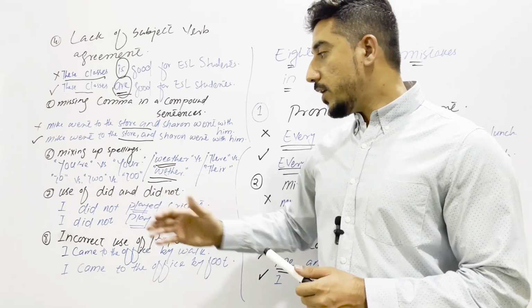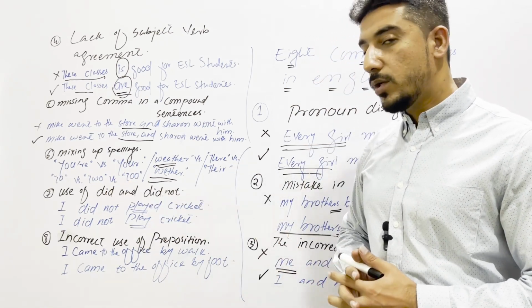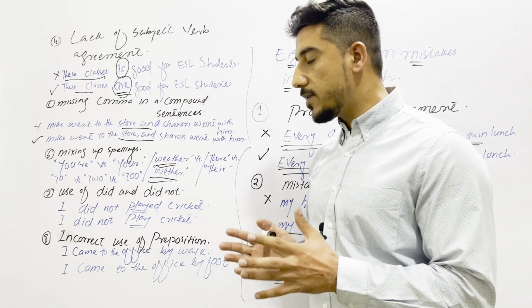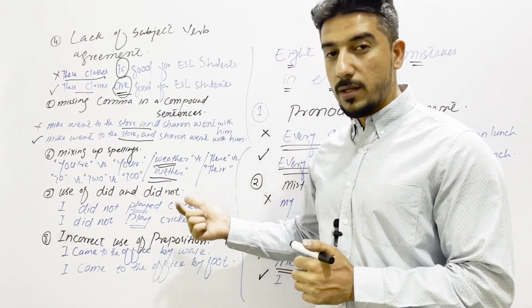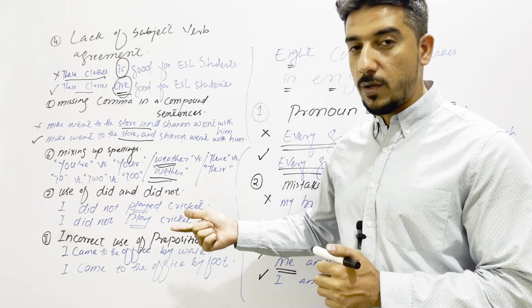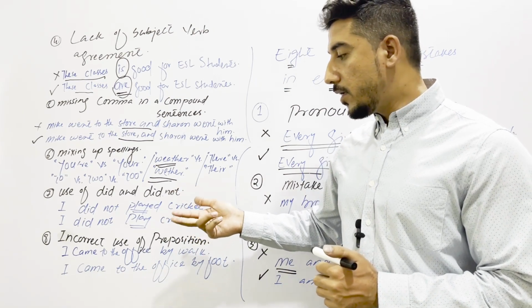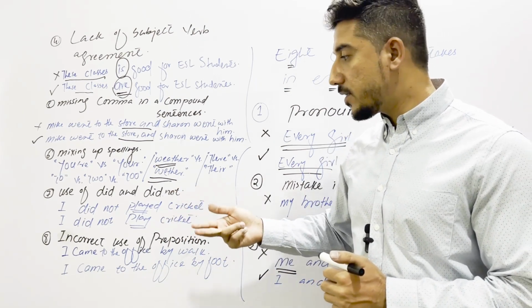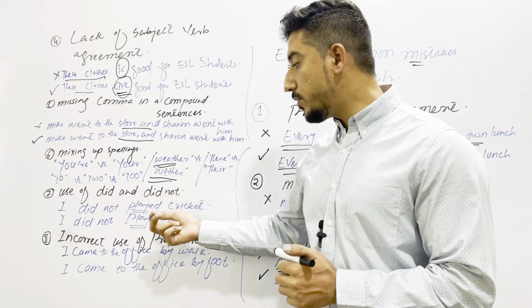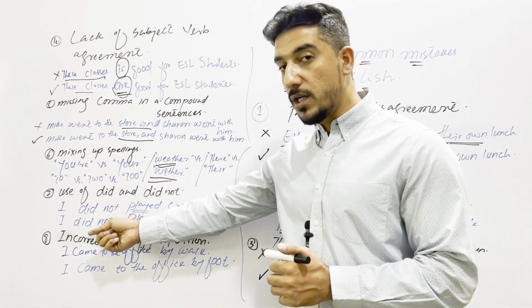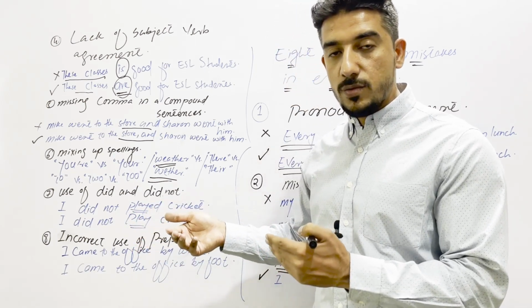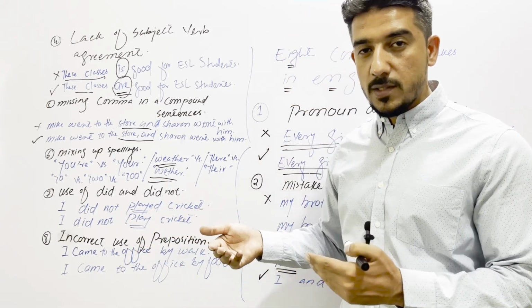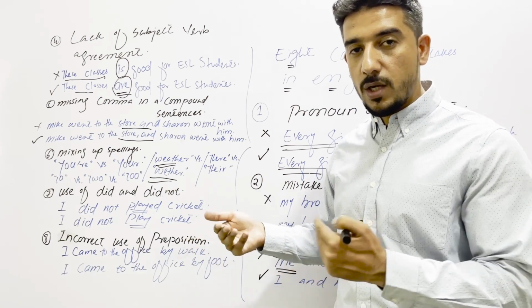The next one is the use of "did" and "did not." In simple past tense, with negative sentences we use "did not," and in interrogative sentences we use "did." We have to use the base form of the verb after "did," because "does" and "do" are the auxiliary verbs in the present. "I do not do this, she does not play cricket."